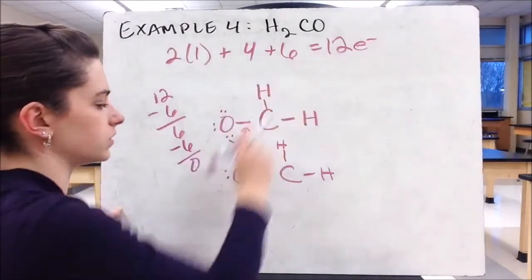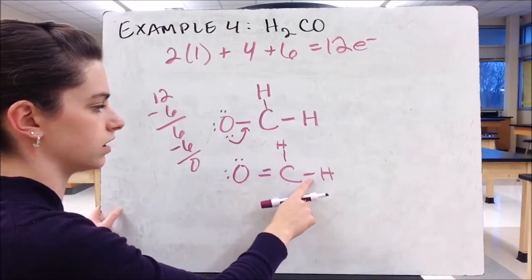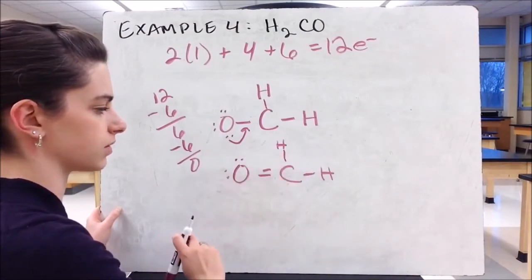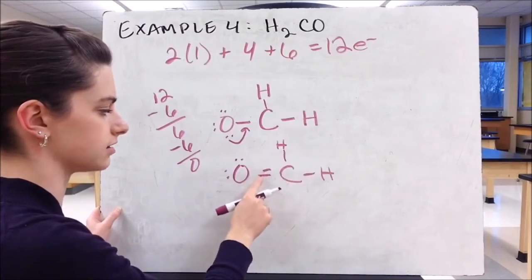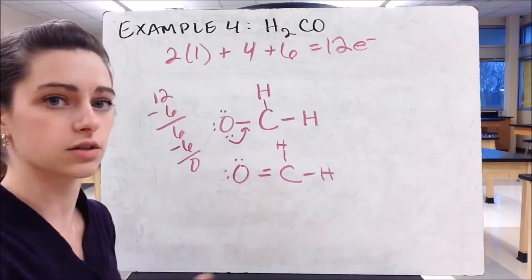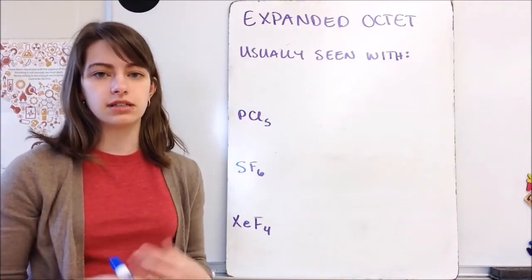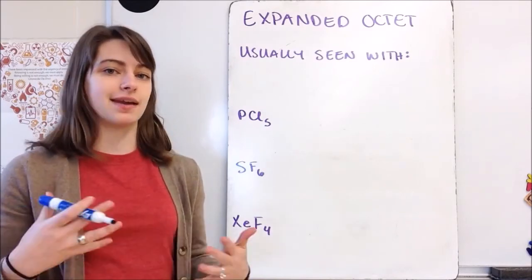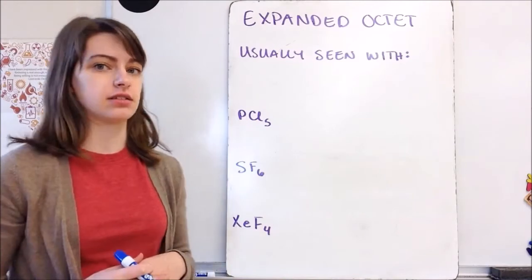I've had 12 to work with, 2, 4, 6, 8, 10, 12 total. My hydrogens have the 2 that they're supposed to have. My carbon has the 2, 4, 6, 8 that it needs, and my oxygen has the 2, 4, 6, 8 that it needs, so that everybody has 8 valence electrons. This means that the central atom can expand beyond the octet rule. It can have more than just 8 valence electrons.